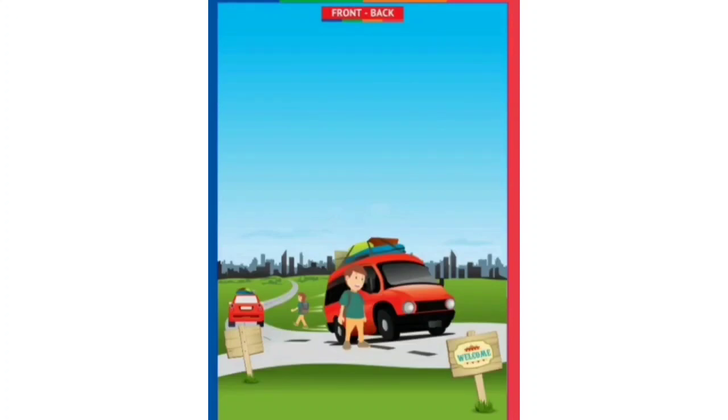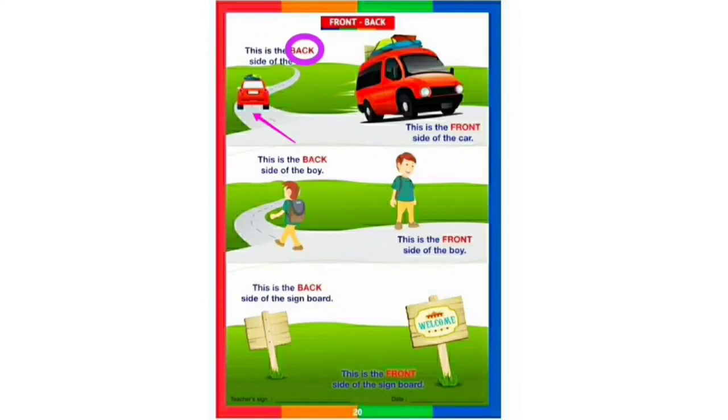Wow, what can you see? You can see a car, you can see a boy, you can see tall buildings. Can you see? Now I'll explain you front and back. See, this is the back side of the car. Now see the green arrow. It is the front side of the car.